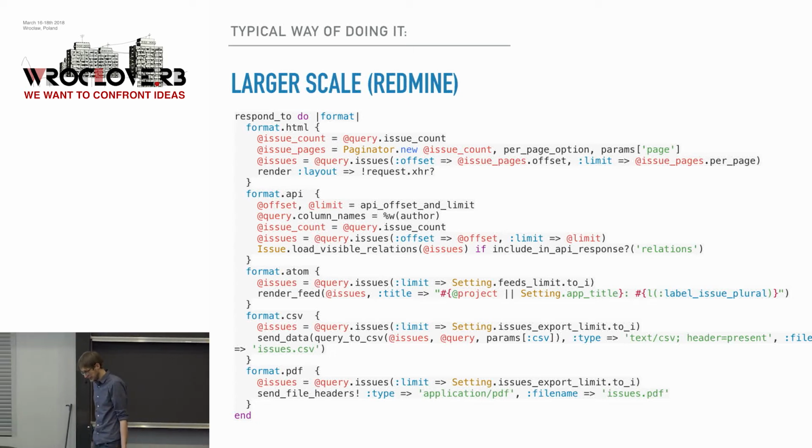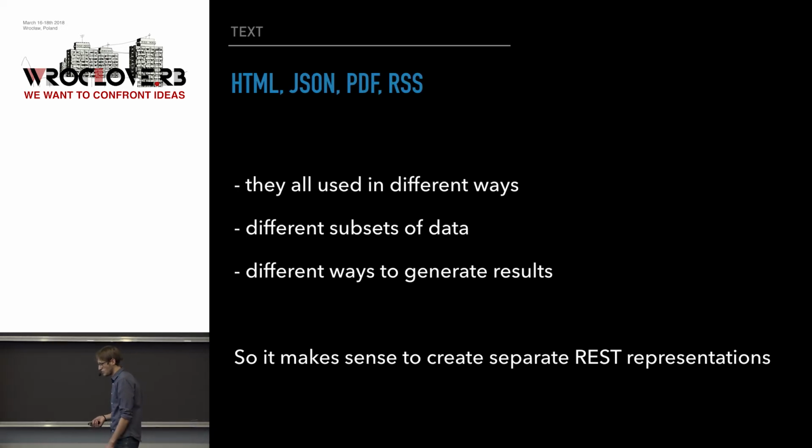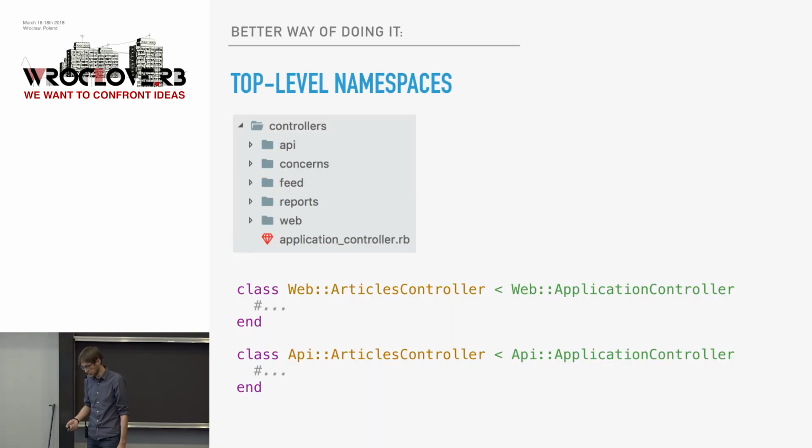So the question is why it should be in the same controller. All these things are used differently. They will be used in a different way, they require different subsets of data, and they are generated differently using different tools. So it actually makes sense to create separate REST representations, not a single one with different formats. So the solution is to create top-level namespaces in your controllers folder, and many teams already do this.